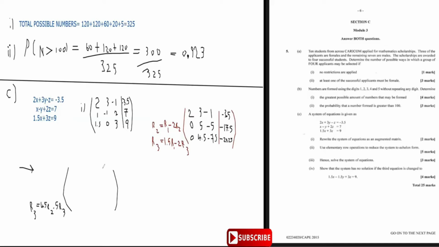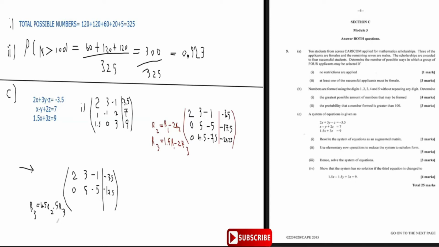So again, we now put back row 1 and row 2. Row 1 is 2, 3, minus 1, minus 3.5. And then we'll put back row 2, which was 0, 5, minus 5, minus 17.5. And then we'll go to the big one now, row 3.